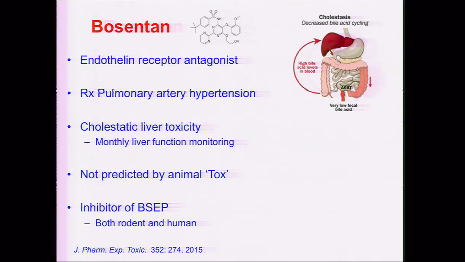And one thing to be aware of is it's an inhibitor of BSEP. For those of you who know what it is, it's involved in bile acid transport. But the BSEP inhibition does not explain the human-rodent differences. It's as potent a BSEP inhibitor in both of the species.